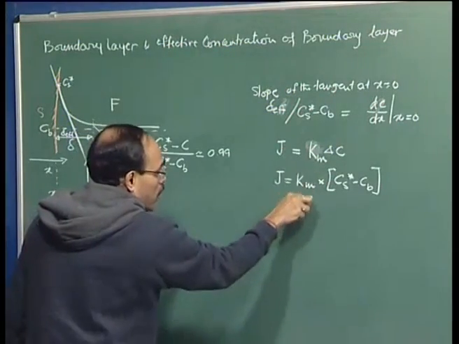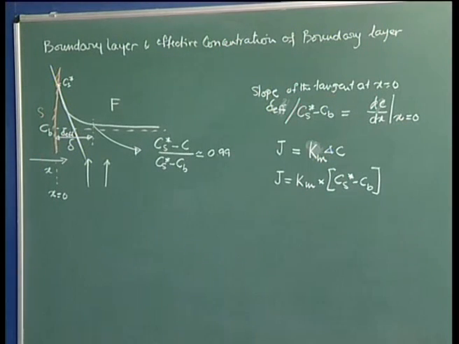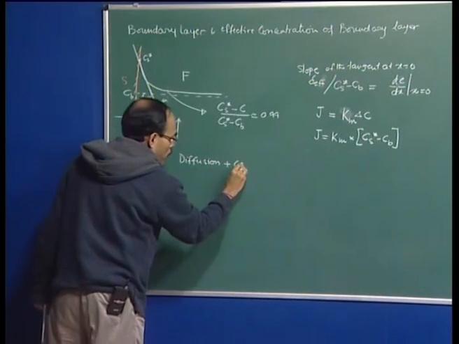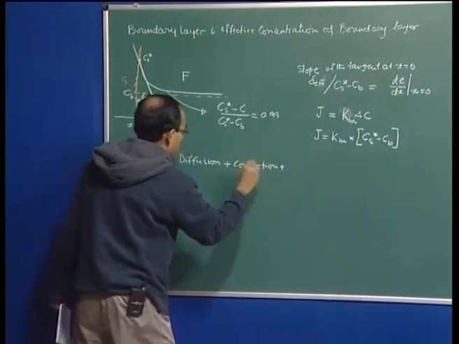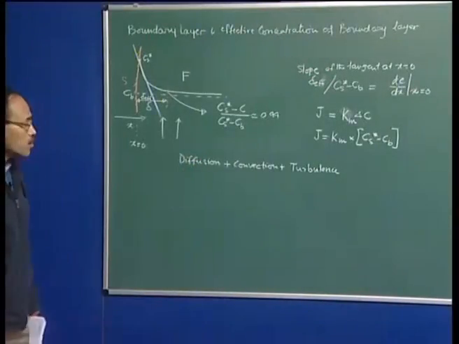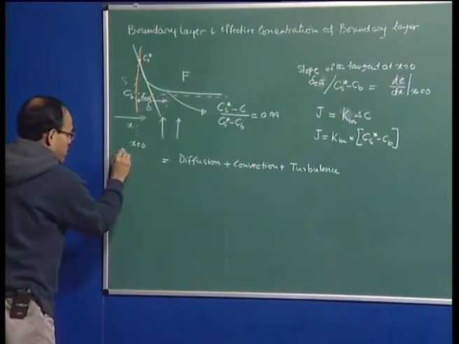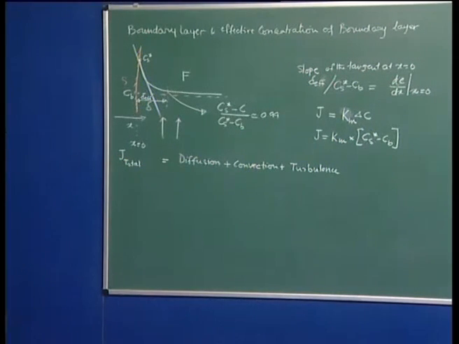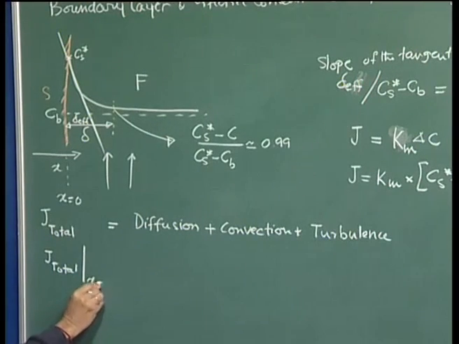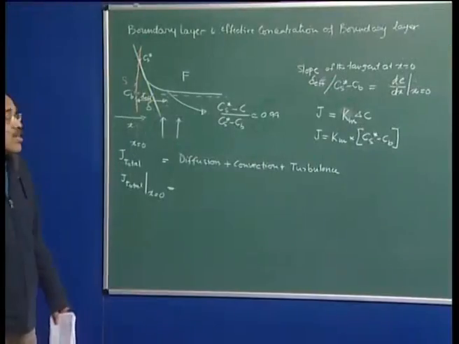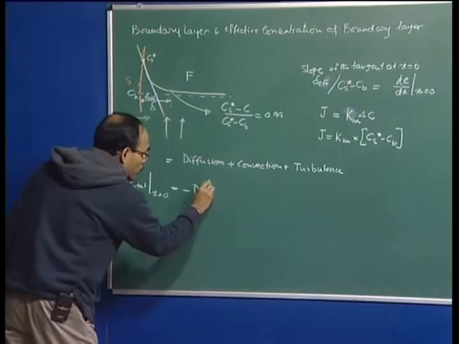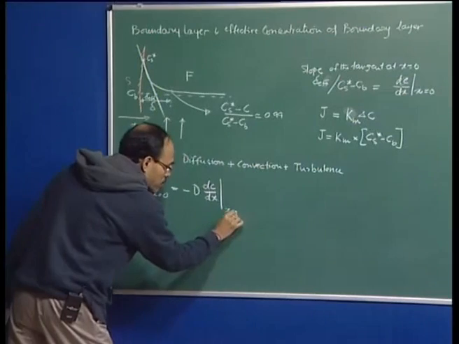Having said so, before I go and derive this further, let us look at what are the mechanisms of mass transport at the surface. So, mass is transported by diffusion, by convection, and by turbulence. So, these are the three different mechanisms of mass transport. Now, when we talk of mass transport, this is the total flux, J total. Now, if I say the total mass transport from the surface is J total at x is equal to 0, then obviously the convection part is equal to 0, because at the surface there is no fluid flow, and no turbulence. So, therefore, the total flux is going to be equal to the diffusion flux, which is nothing but D dC over dx, but this is at x is equal to 0.